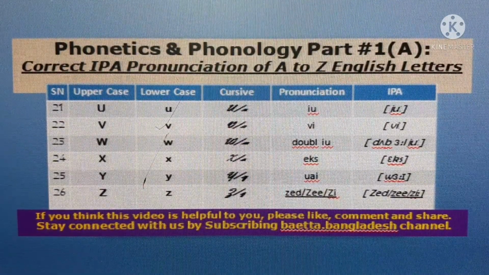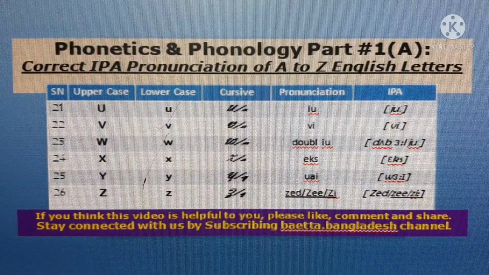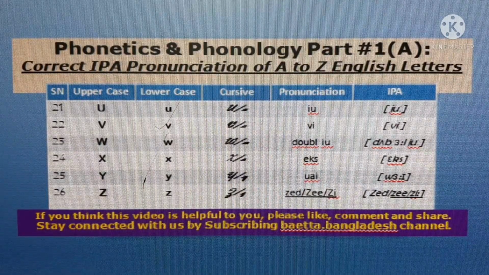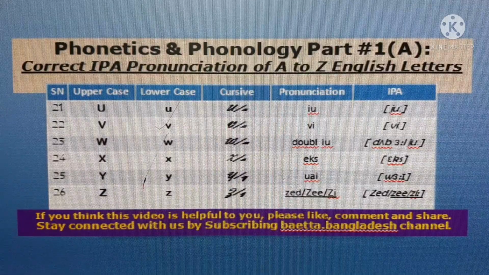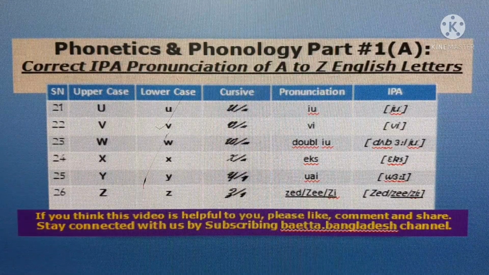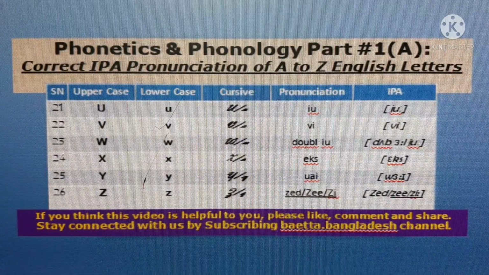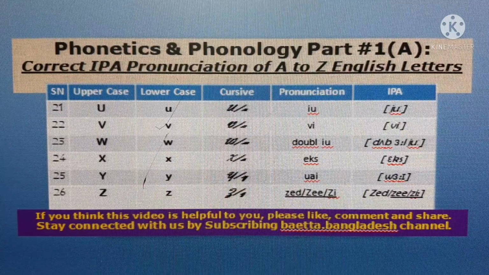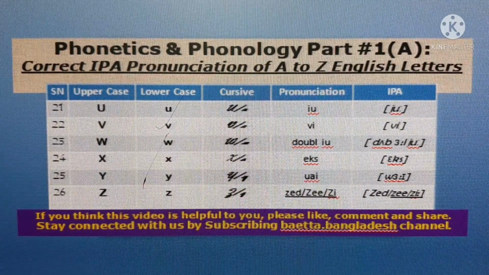U, as in university. V, as in village. W. X, as in X-ray. Y. Z.